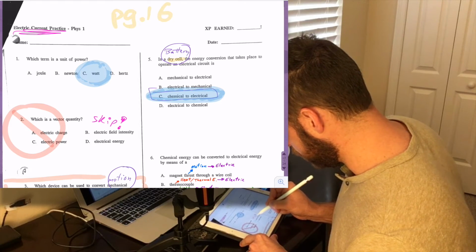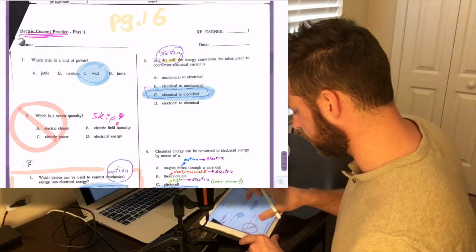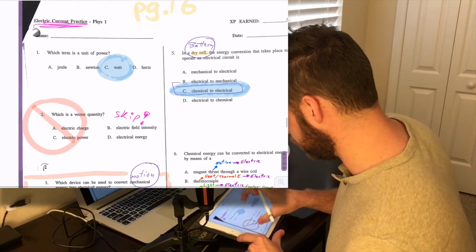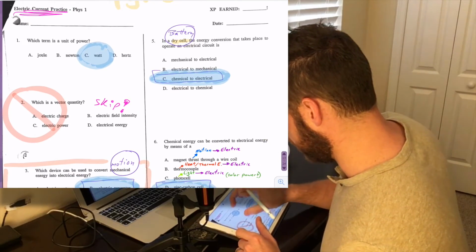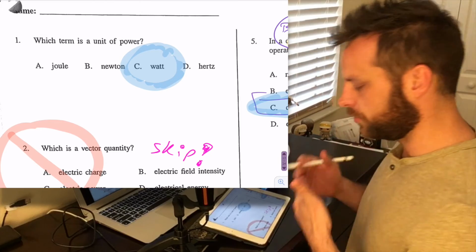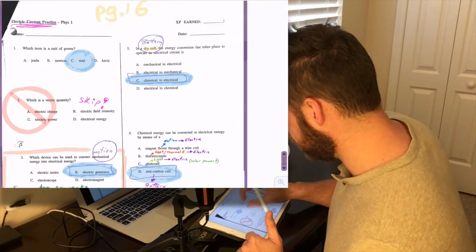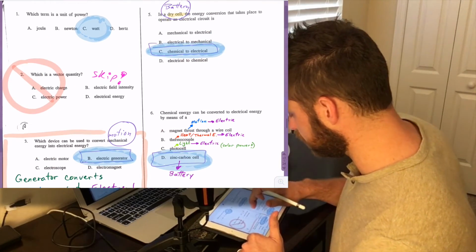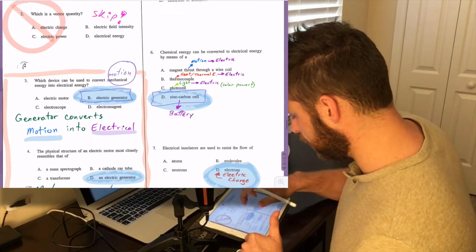Isn't that just wonderful? It's not going to relate directly to our test right now. It's a good question, but we don't need to know it right now. Now, again, number 1 is just reiterating the unit for all forms of power, not just electrical power. And then we've just talked about that.